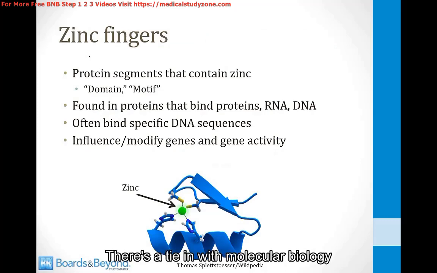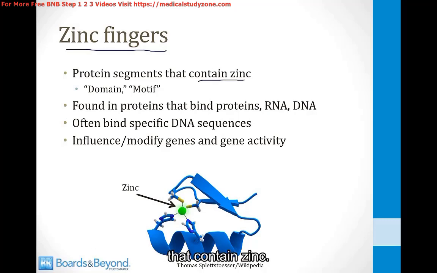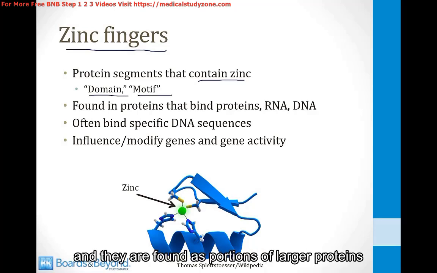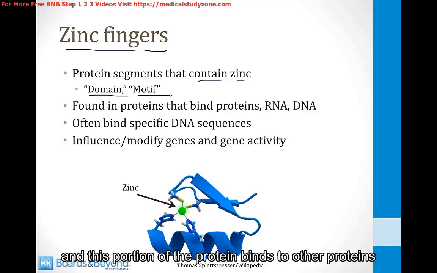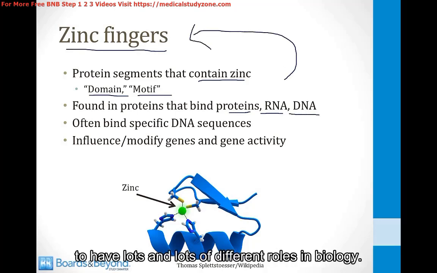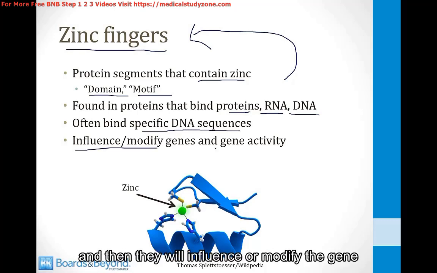There's a tie-in with molecular biology that has to do with zinc that they like to ask you about in step 1. This has to do with zinc fingers. Zinc fingers are segments of larger proteins that contain zinc. They're sometimes called a protein domain or a protein motif, and they are found as portions of larger proteins, and this portion of the protein binds to other proteins or to RNA or to DNA. Zinc fingers have been shown to have lots and lots of different roles in biology. They're often important for binding to DNA, so they'll bind to a very specific DNA sequence, and then they will influence or modify the gene and the gene activity.